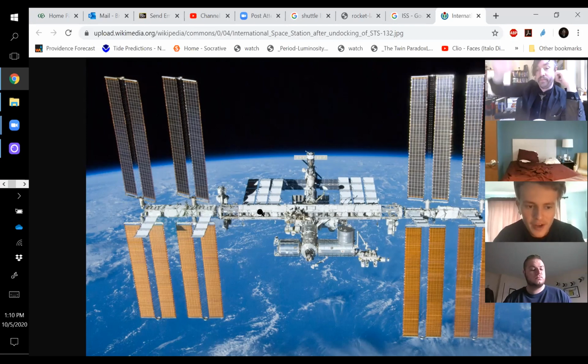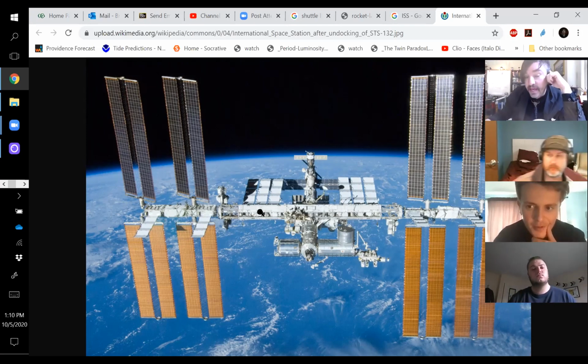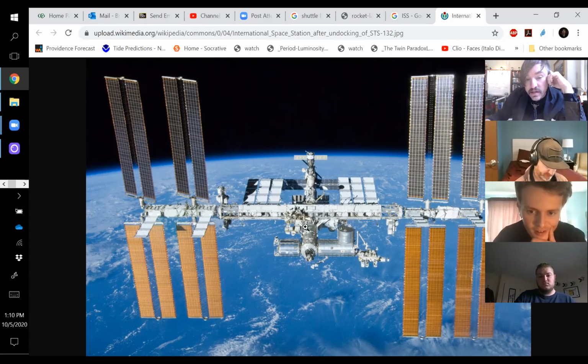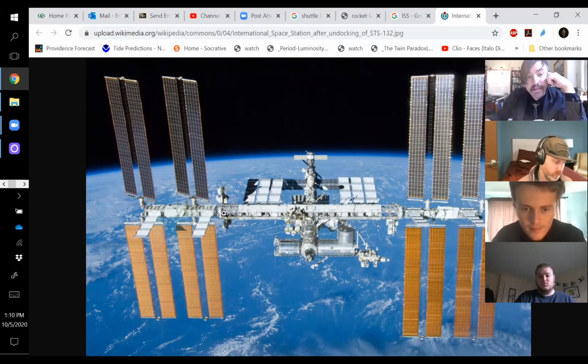How did they get that thing up there? Well, piece by piece. They had rocket launches where they took module after module up to it, and they're constantly building it and improving it. The Japanese module is one of the more recent additions. So they just take things up piece by piece and assemble them up there in outer space.